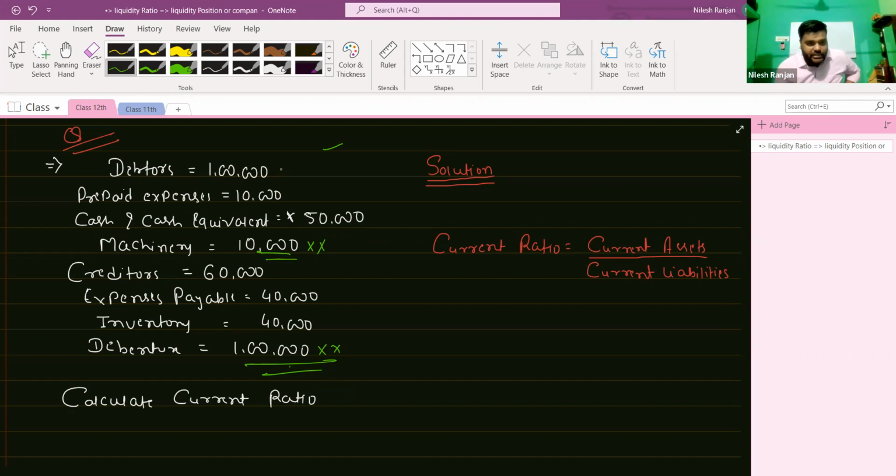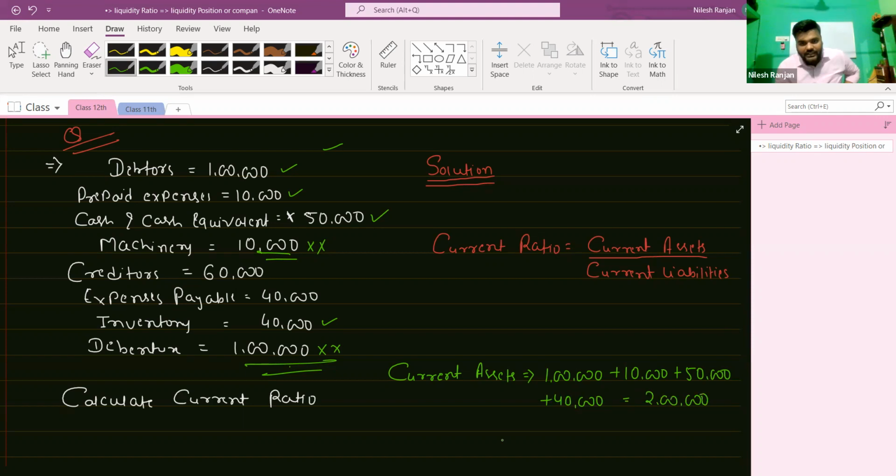Now there are debtors, prepaid expenses, cash and cash equivalent, and inventory for current assets. So first we have to calculate current assets. So what will be our current assets? Current assets equals... I think I got current assets correct. 1 lakh plus 10,000 plus 50,000 plus 40,000, so it is 2 lakh.